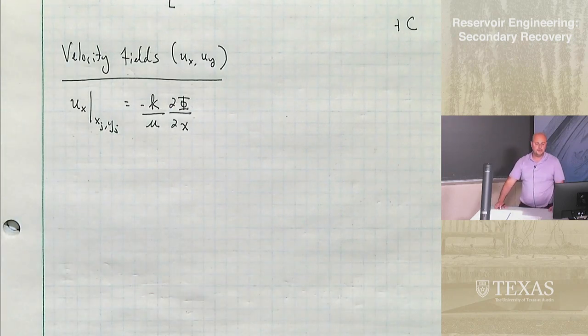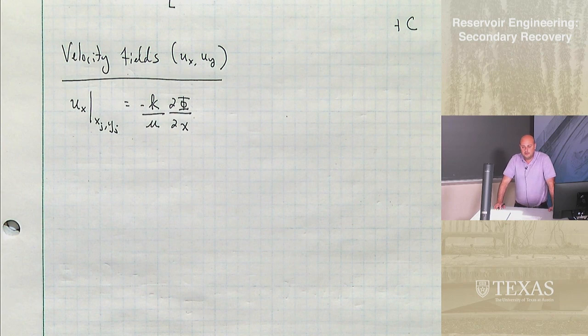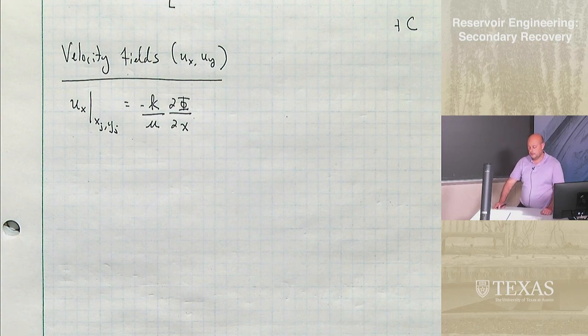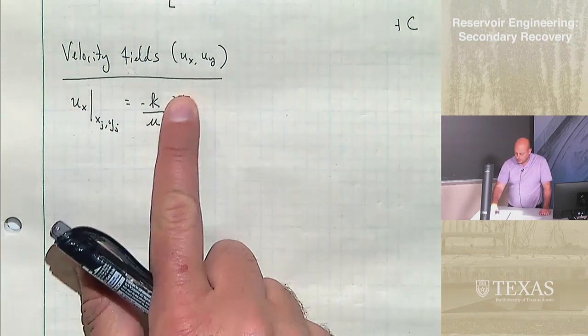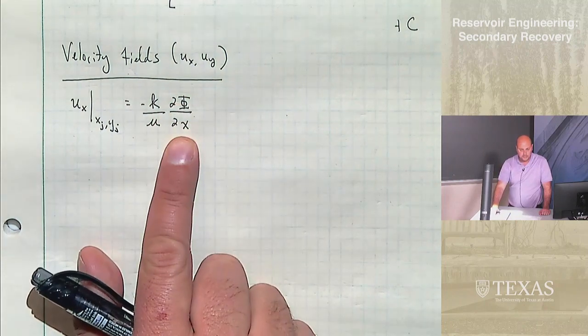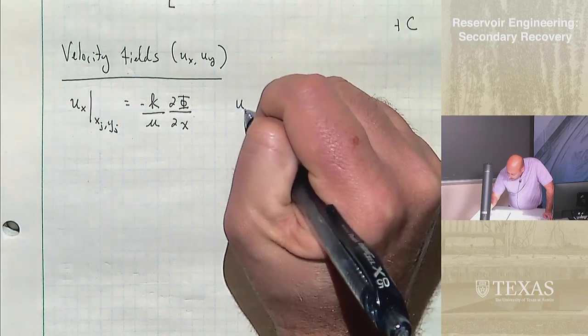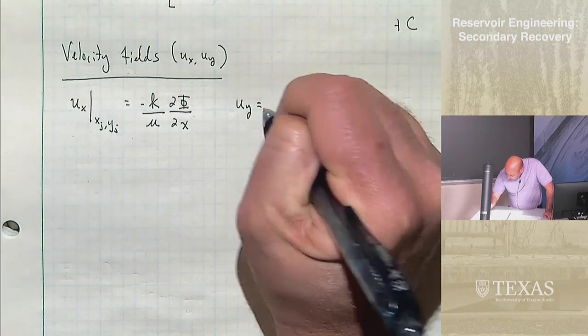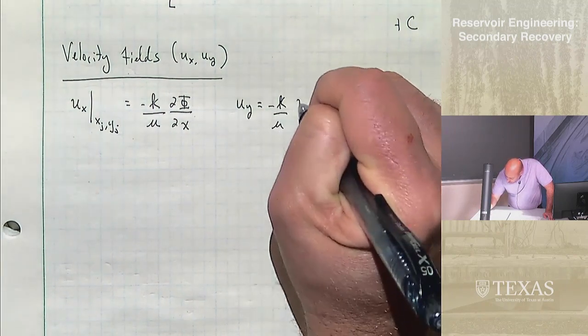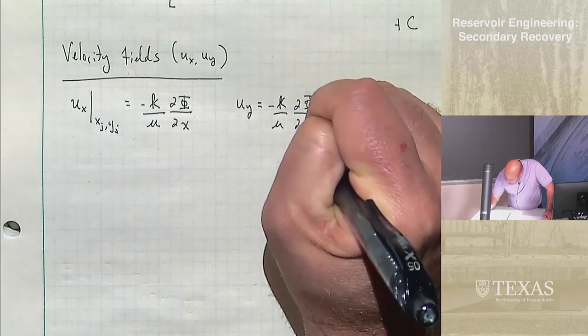Now, up until I guess today or Friday, we were always talking about things in one dimension. So I didn't really worry about x or y, but now we're in 2 dimensions, at least. We'll go to 3 dimensions later. So velocity has an x and a y component. And the x component is the derivative of potential or pressure with respect to x. And the y component is with respect to y, okay?